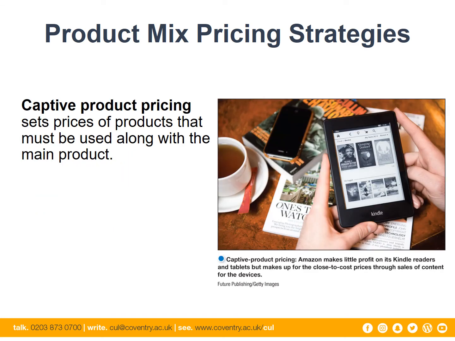If we think about captive product pricing, this sets prices of products that must be used along with the main product. So, captive product pricing: Amazon makes little profit on its Kindle readers and tablets, but they make up for the close to cost prices through sales of content for its devices. So now sales of content for its devices will be more profitable than the actual Kindle and tablets that people actually pay for.